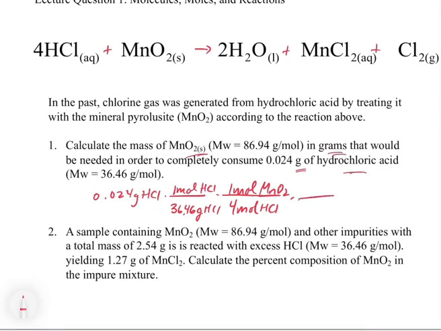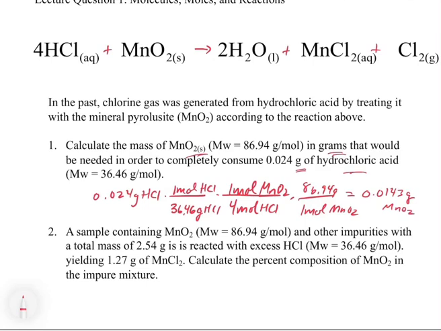And in this case, for every 1 mole of MnO2, we have 86.94 grams. We give that to you in the problem. And so when you multiply 0.024 times 86.94, and then divide by 36.46, divide by 4, you get a value of 0.0143 grams of the MnO2.